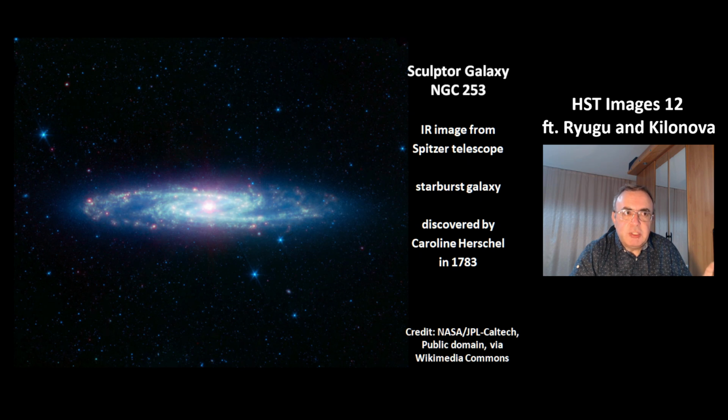This is an infrared image from the Spitzer telescope of the same galaxy, NGC 253. And you can see this is a starburst galaxy. This galaxy was discovered by Caroline Herschel in 1783.